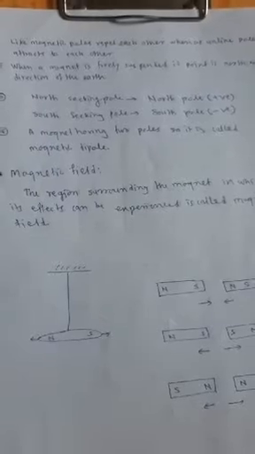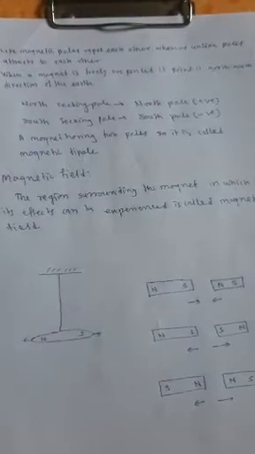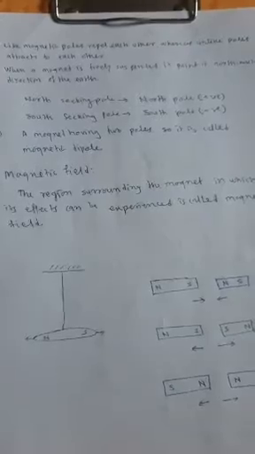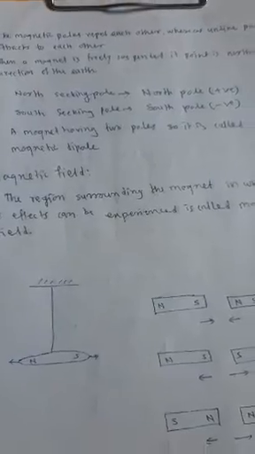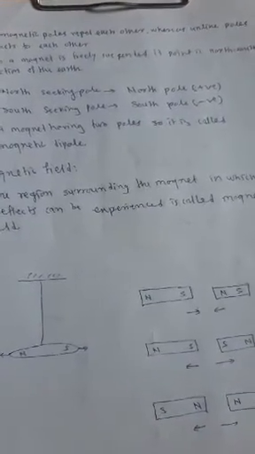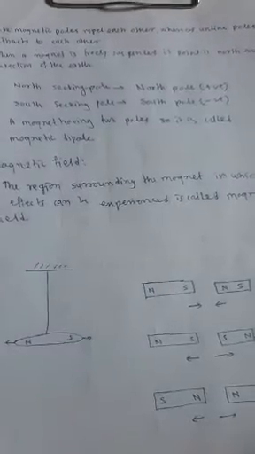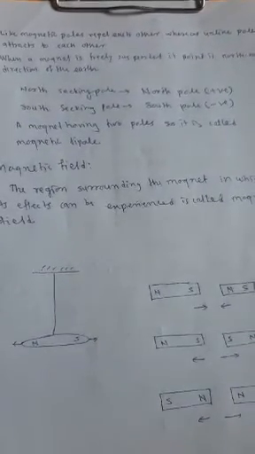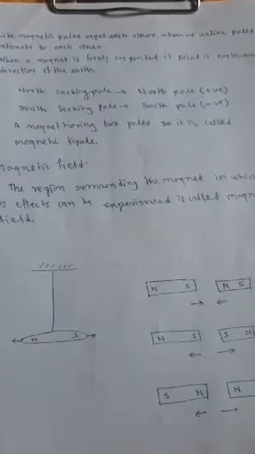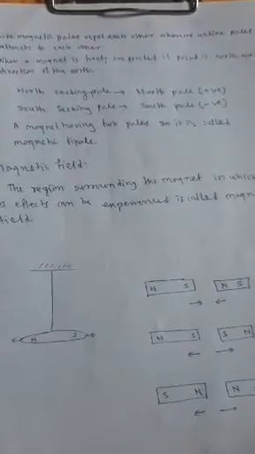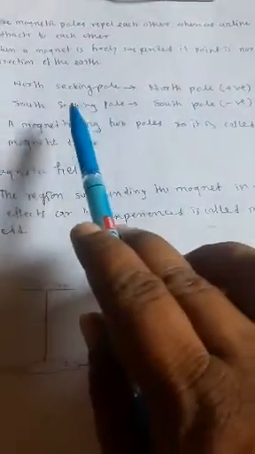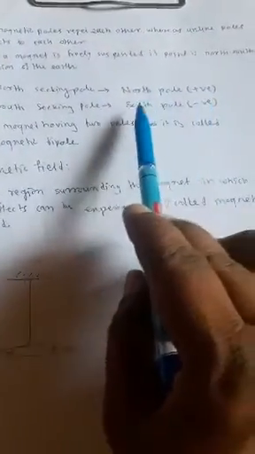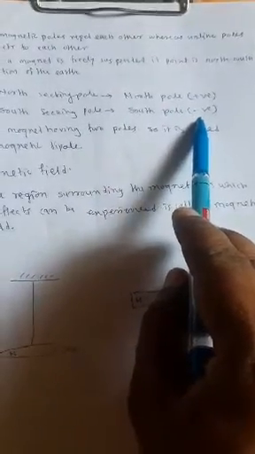When the magnet is freely suspended, it points in the north-south direction. The north-seeking pole is called the north pole, or it is also termed the positive pole. And the south-seeking pole is called the south pole, or it is also known as the negative pole. Please remember that. North pole is considered positive and south pole is considered negative.